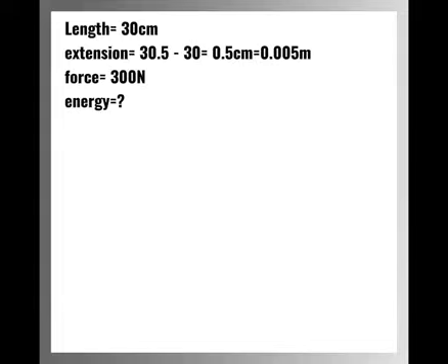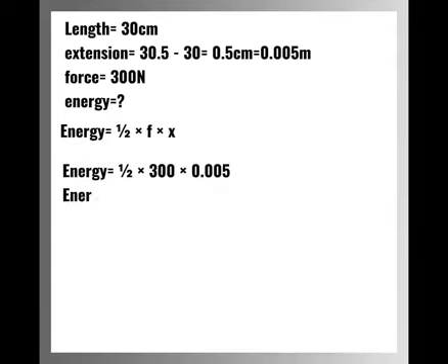So let's list our parameters. Length equals 30 centimeters. Extension equals new length minus old length, which is 30.5 minus 30 equals 0.5 centimeters. Converting to meters, we have 0.005 meters. Force equals 300 Newton. Formula for strain energy is half times force times extension. Substituting our parameters into the formula, we have half times 300 Newton times 0.005 meters equals 0.75, and the unit of energy is joule, so we have 0.75 joule, making option D the correct answer.